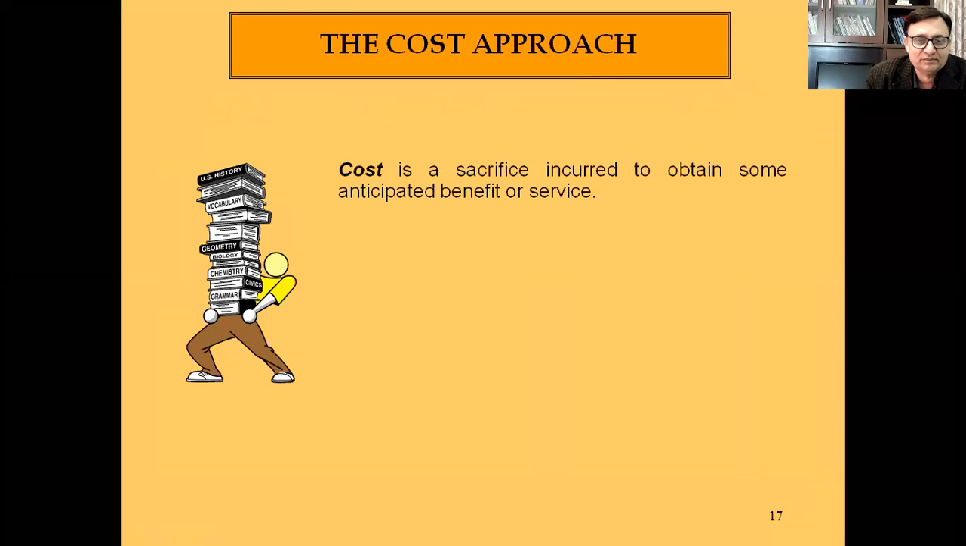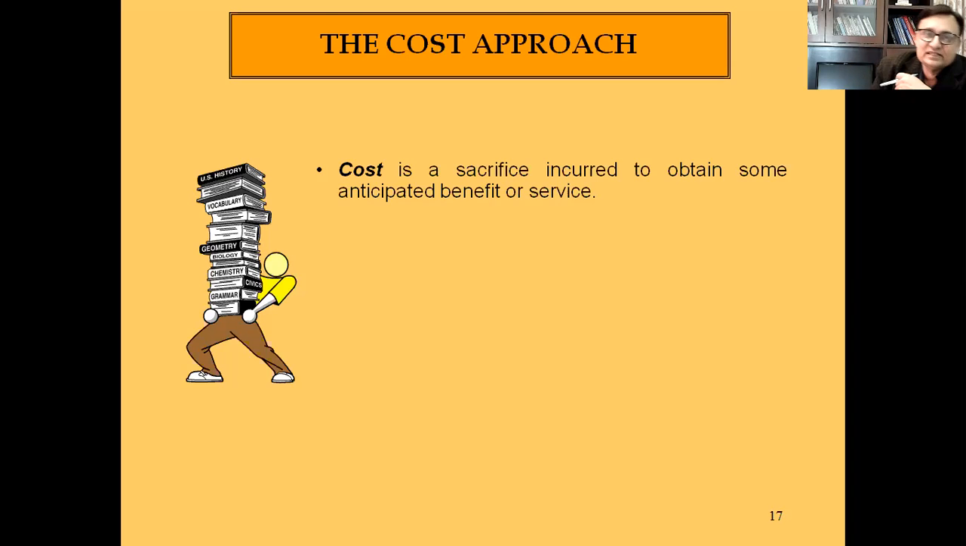So as far as the cost approach is concerned, when we have to define cost, cost means the sacrifice incurred to obtain some anticipated benefit or service. When you incur certain costs in the organization to hire the employees and to train the employees, what is the purpose of training the employees? The purpose is that we are going to get some anticipated benefits or service in the future. So cost is the sacrifice, the amount paid by the organization to obtain some anticipated benefits or service in the future.